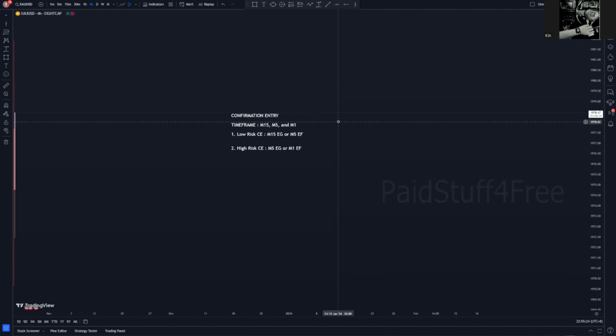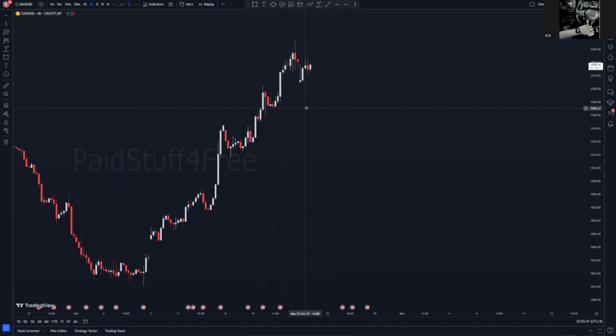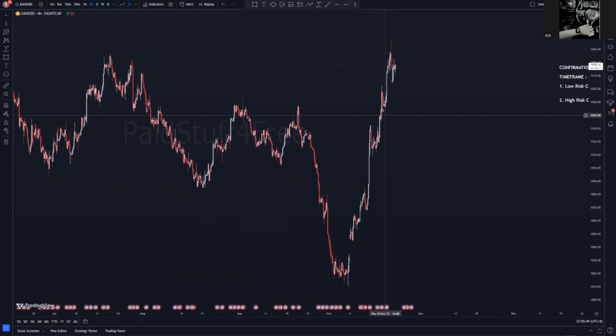So if you guys ask me what is my favorite, there is no favorite confirmation entry, because this one is actually subjective. Sometimes I use M15 EG, sometimes M5 EF, M5 EG, M1 EF. It depends. So for the confirmation entry, is there any question?